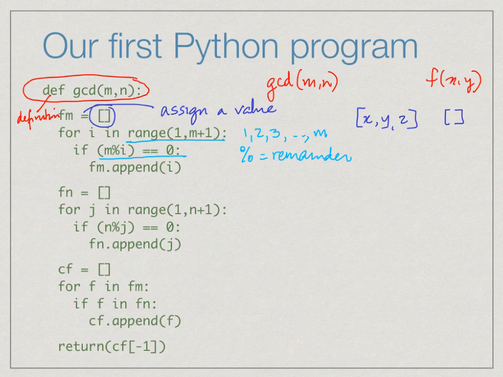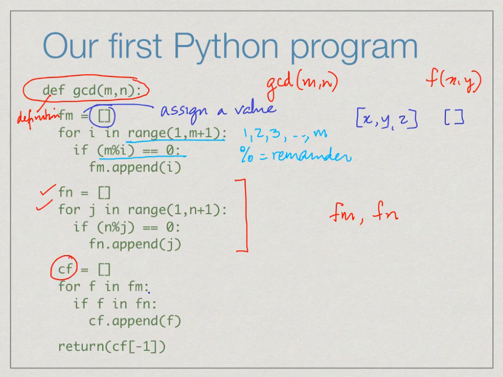And now here we do exactly the same thing for n. So we start with the empty list of factors of n. For every j in this range, if it divides, we append it. And now at this point, we have two lists, fm and fn. And now we want to compute the list of common factors.